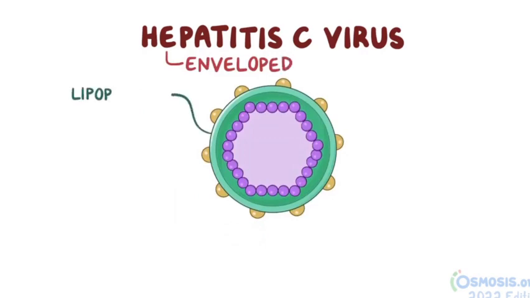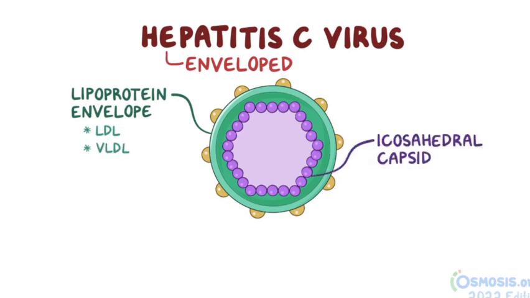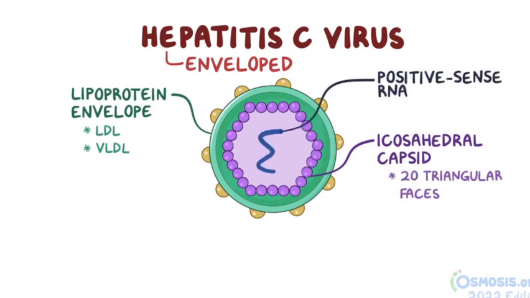It also has a lipoprotein envelope that's very similar in structure to two lipoproteins that normally transport cholesterol through the blood: low-density lipoprotein, or LDL, and very low-density lipoprotein, or VLDL. Underneath the membrane, there's an icosahedral capsid, which is a nearly spherical protein shell made up of 20 equilateral triangular faces. The capsid holds a single-strand positive-sense RNA, meaning that it has positive polarity, which is why it can be used directly by the host ribosomes to synthesize viral proteins.